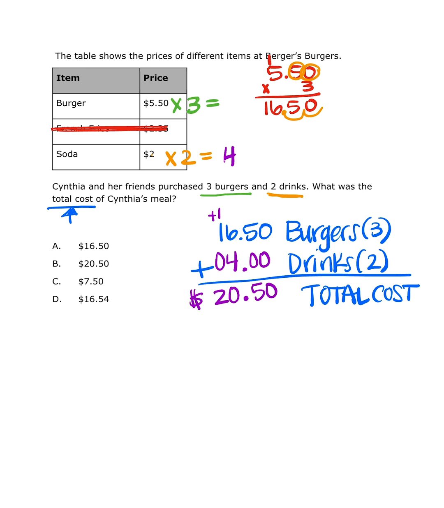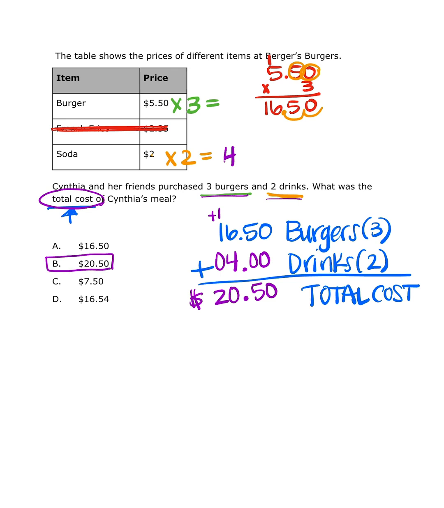And so again, did I answer the question asked? Did I find the total cost? Yes, I took my burgers and my drinks and I added them together. And again, I did not need French fries. So we can see that B is the correct answer.